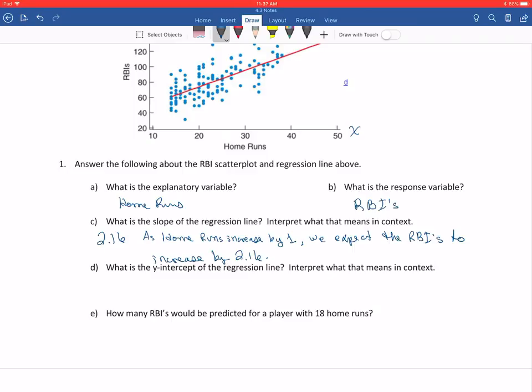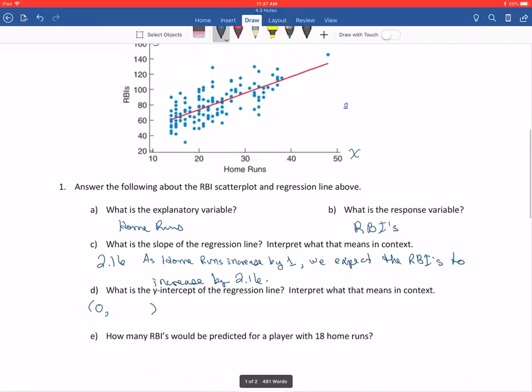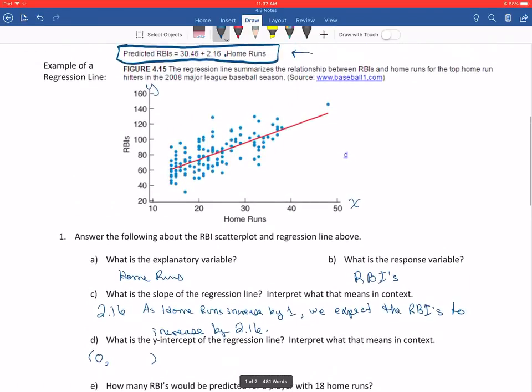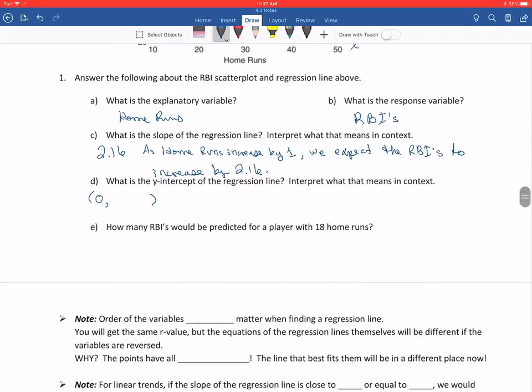What is the y-intercept of the regression line, and interpret what that means in context. Okay, so the y-intercept is always of the form 0, comma, whatever the y-intercept value is. So again, if I go up and look at my line, that other number is right here. It is the 30.46. And the reason why I like to write it as a point is because then I have an x and a y value. And if I just explain what each of those mean, I have my interpretation.